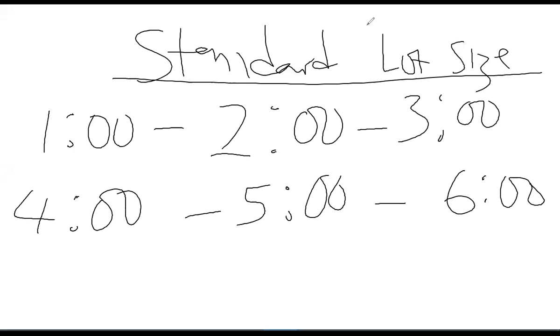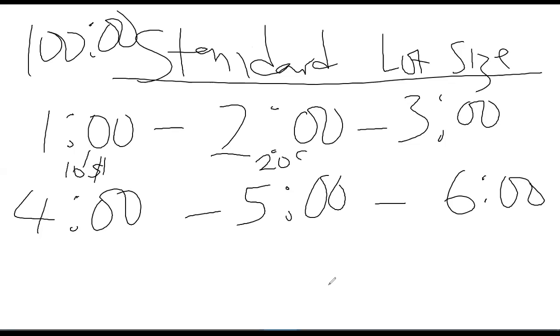Now, these are the kind of lot sizes that the big boys use to trade. The banks, the millionaires, the billionaires, these are the kind of lot sizes. Some even trade with 100.00. Do you get me? So now, a standard lot, if you make a pip in a standard lot, it means you have made what? $10. A pip with 1.00 is $10. A pip with 2.00 is what? $20.